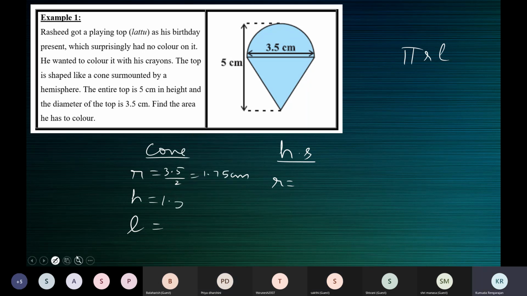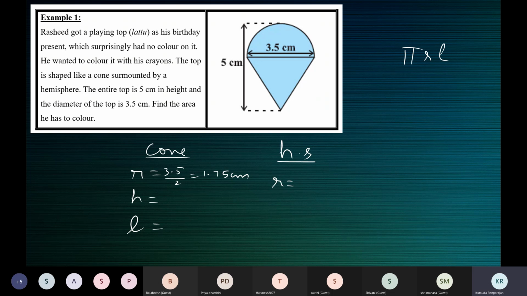No, somebody said 5. Who said 5? Thirunesh. Okay, good. Thirunesh says 5. All right. Thirunesh, is the height of the cone 5 centimeters? Please observe the figure. The height of the top is different from the height of the cone.